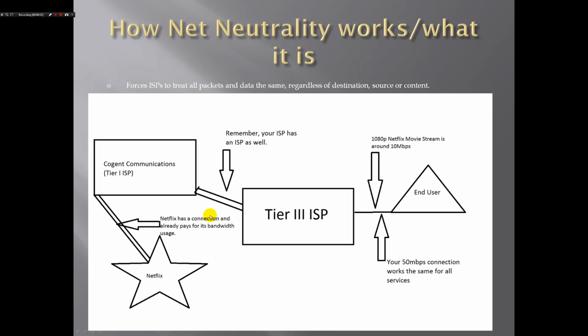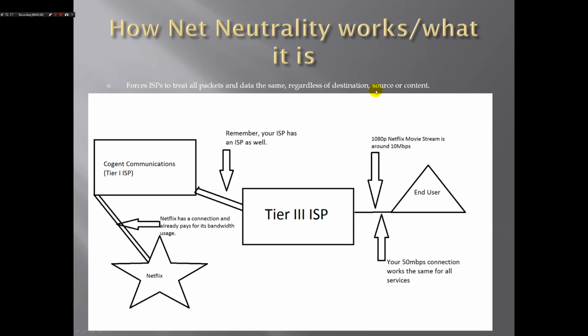So I made this chart in Paint, and what it's supposed to do is address a lot of misconceptions of what net neutrality is. This is how the internet works. This is what net neutrality is. So here is your ISP, Tier 3 ISP. Here's a 1080p Netflix movie stream, around 10 megabits per second. Your 50 megabit connection works the same for all services. Whether you're on Snapchat, Facebook, Instagram, if you have a 50 megabit per second connection, that's what you're going to get. It doesn't matter what service you use.